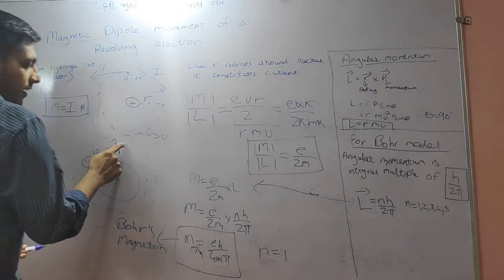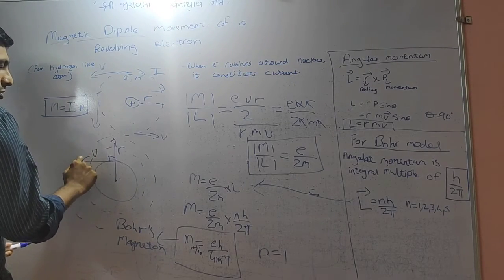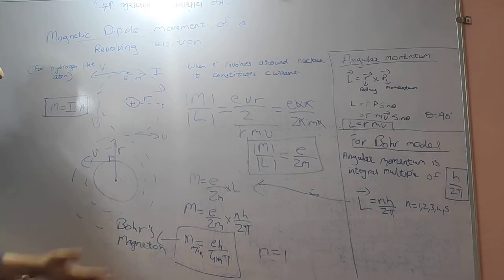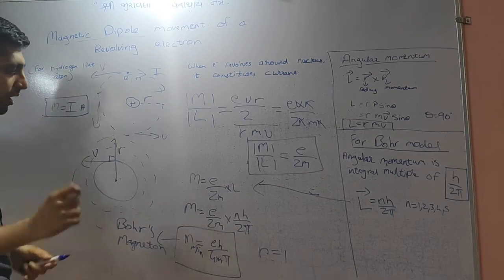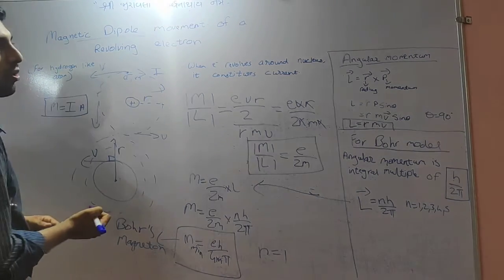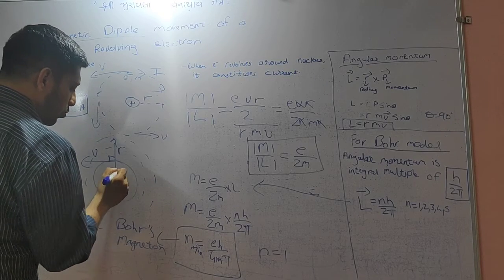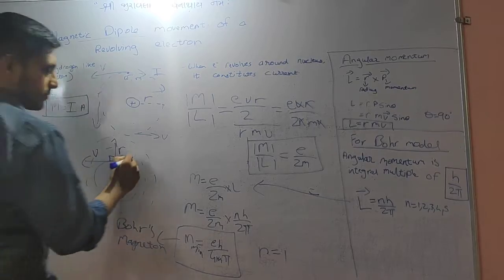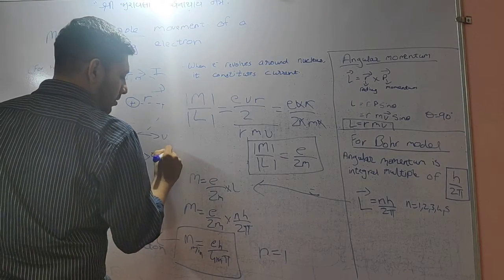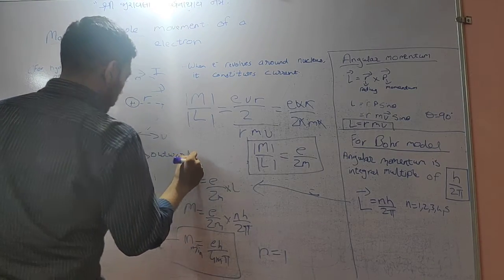So if I rotate this R in the direction of V, what will be my direction? If I curl it with the right hand, the screw will go out. So the direction of angular momentum will be outwards.